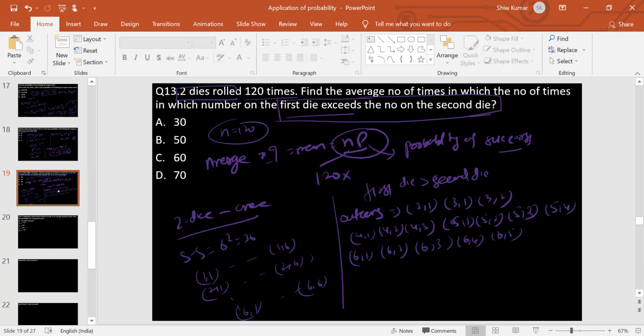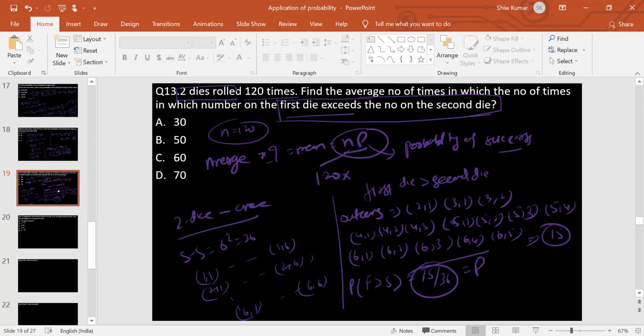तो टोटल कितने आउटकम्स हो गए यहाँ पे? 1 2 3 4 5 6 7 8 9 10 11 12 13 14 15. तो टोटल 15 आउटकम्स हैं. तो यहाँ पे बोल सकते हैं probability of getting a number on the first die greater than the second die is 15 by 36, and this is the probability of success.